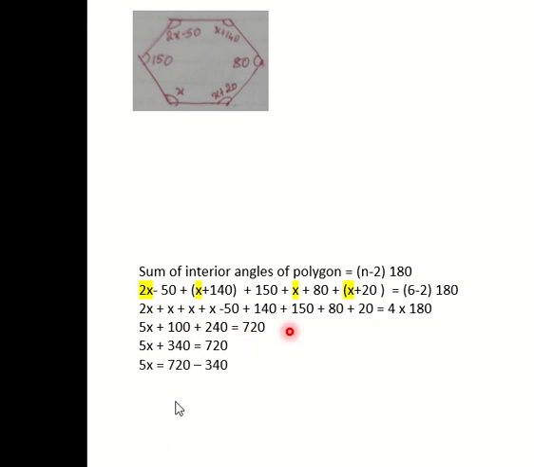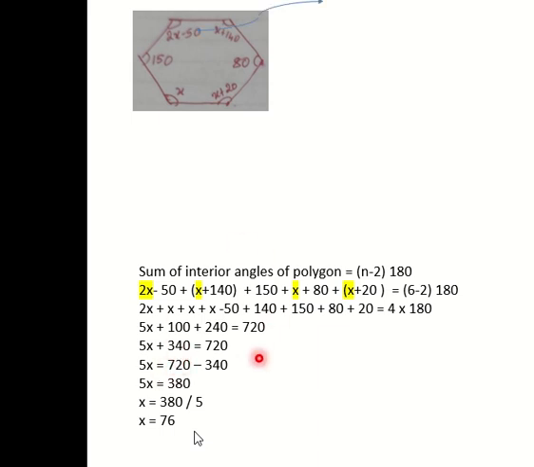So 5x equals 720 minus 340, right? Now 5x equals 720 minus 340. 720 minus 340 is nothing but 380. So 5x will be equal to 380, x will be equal to 380 divided by 5. So what is the x value now? 76, right? So we got the value of x.